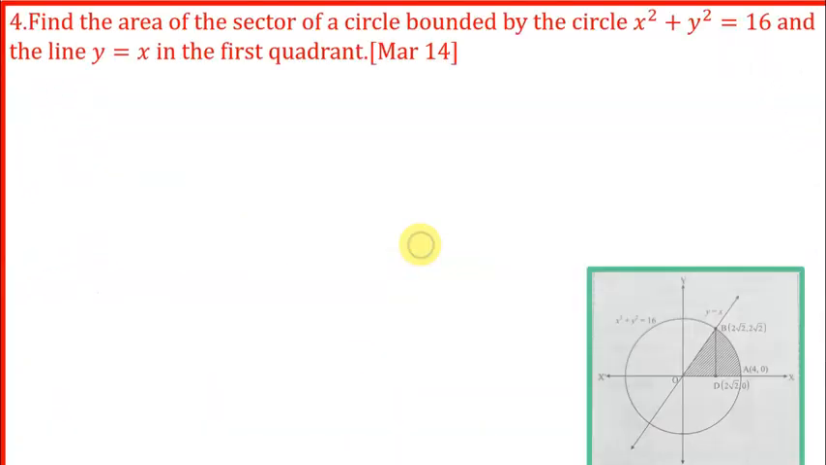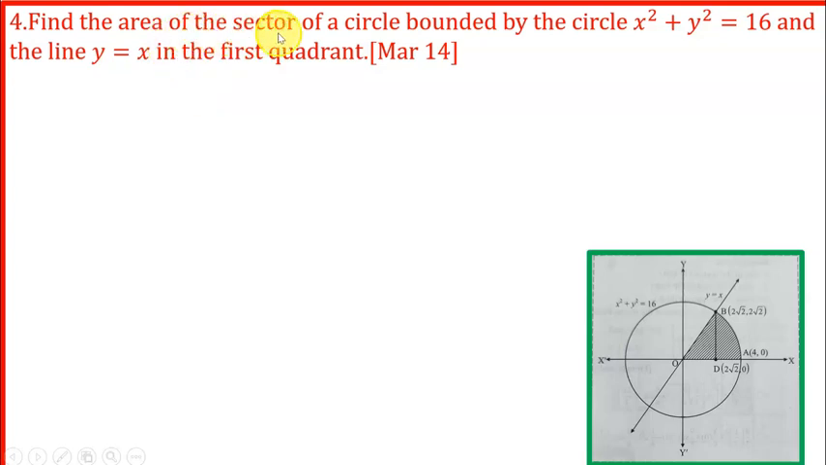Now next question. Find the area of the sector of a circle bounded by the circle x square plus y square is equal to 16 and the line y is equal to x in the first quadrant. This question was asked in the March 14 examination. Again here we will find the area below this line and the area below this circle.